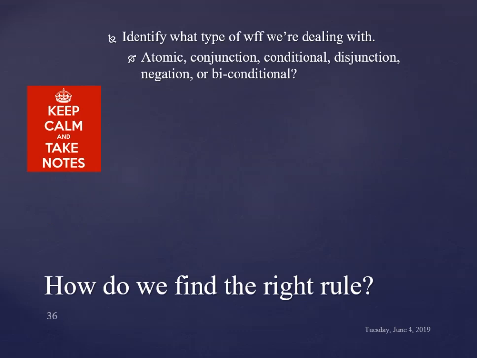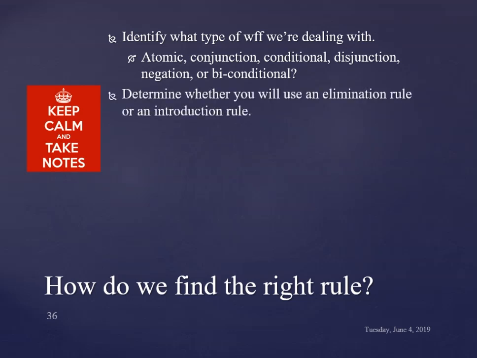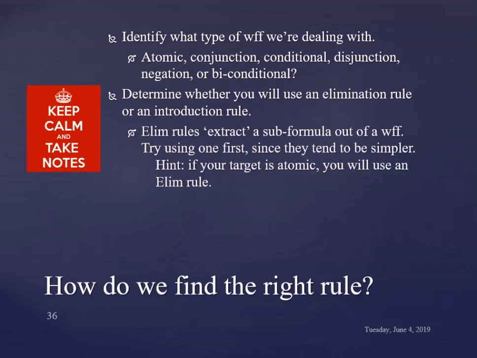Once you figure out what formula you're dealing with, you can zero in on those rules that deal with that formula. Then you're going to determine whether you're going to use an elimination rule or an introduction rule. Those are the 2 kinds of rules that we have in this course. You either eliminate a connective or you introduce a connective, and there are rules that specify how to do that for each connective. Keep in mind that elimination rules just extract a subformula out of a larger formula. So try using an elimination rule first, since they tend to be simpler.